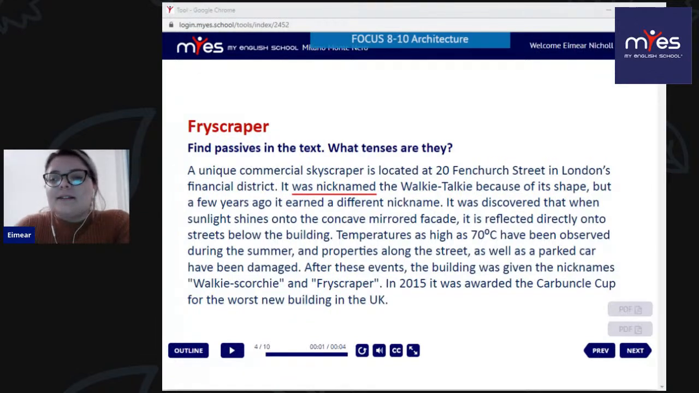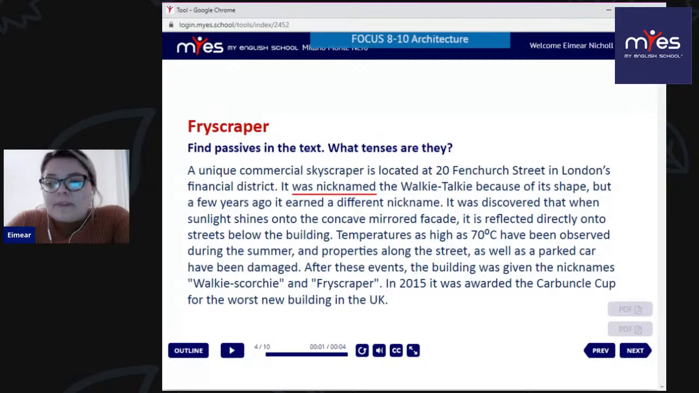So we have is located at, which sounds like a passive, but it is in fact a pseudo passive. It's very similar to a passive tense, but it is in fact a pseudo passive, because the sentence is active. A unique commercial skyscraper is located at 20 Fenchurch Street. So it's active. So therefore, it is a pseudo passive. So it's not a passive. Okay, it was nicknamed, our first passive, and it's past simple. Easy enough.